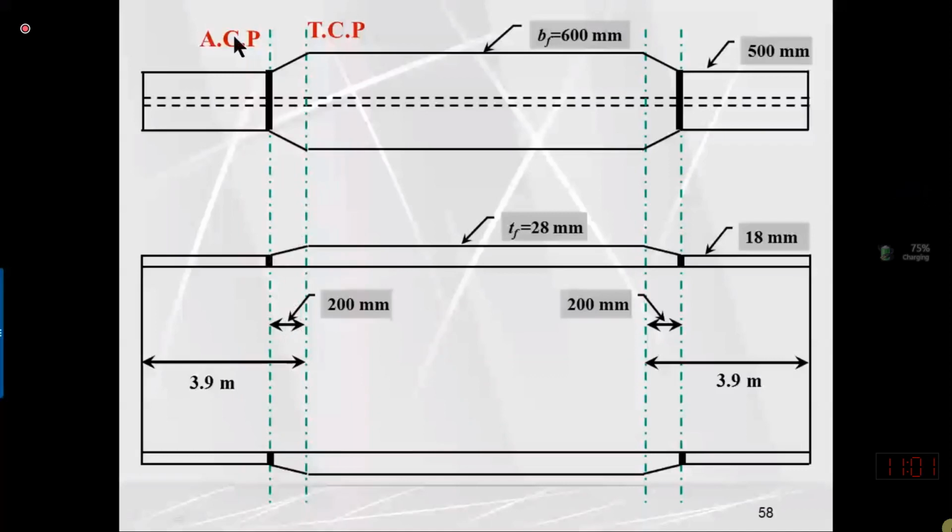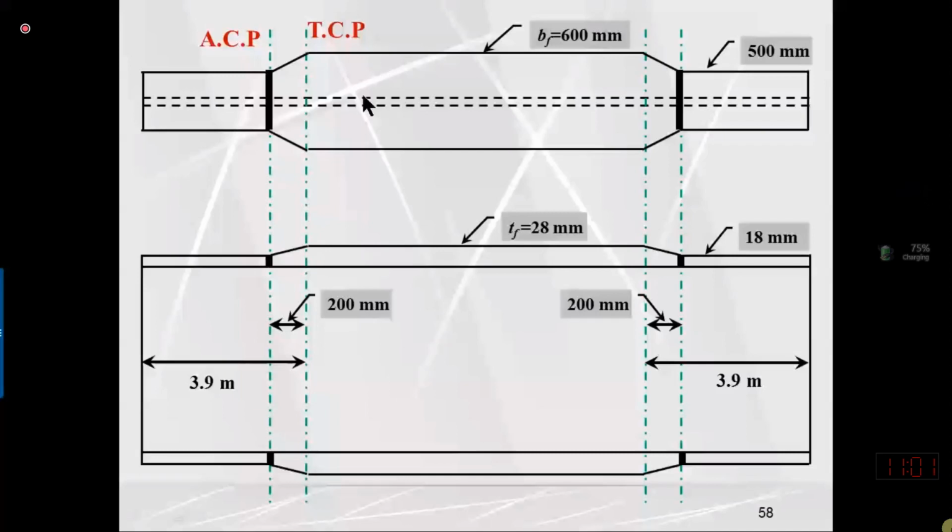So within this zone, we have flange dimension 500 millimeter corresponding to half flange area, and thickness of the flange 18 mm. So here in this edge zone, we have thickness of the flange 18 mm and width 500, and then we reduce the flange area gradually from the theoretical cutoff point to the actual cutoff point. So we reduce the full flange thickness from 828 to 18 mm, and similarly we reduce the flange width from 600 mm to 500 mm at the actual cutoff point.